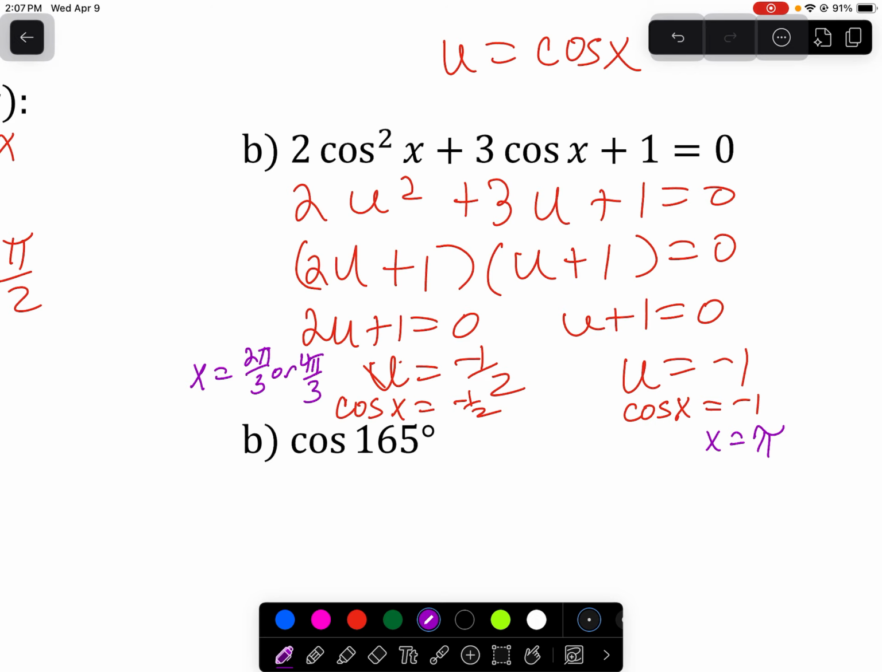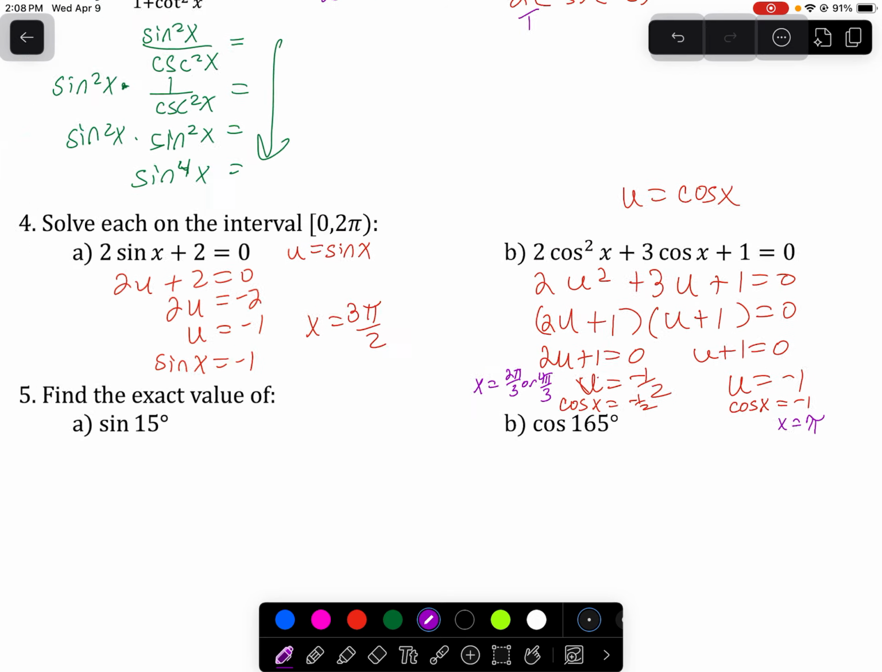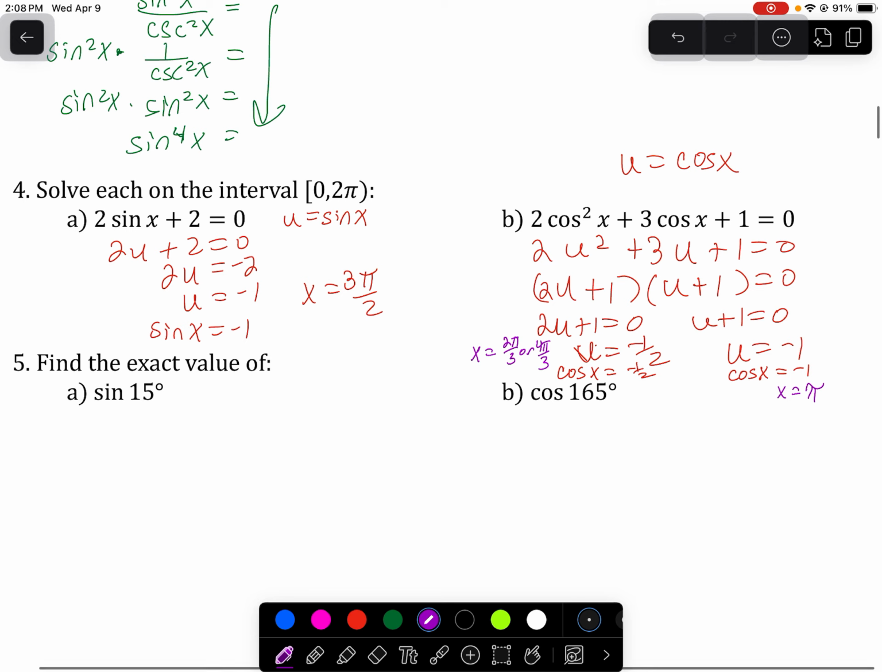So those actually have 3 answers. So those are the types of equations I'm going to put on there. Nothing super crazy, but those are the kinds of equations you're going to see from me, okay? And then the last things you need to know are how to use the sum or difference formulas. So that's the last thing that's going to be on the test.